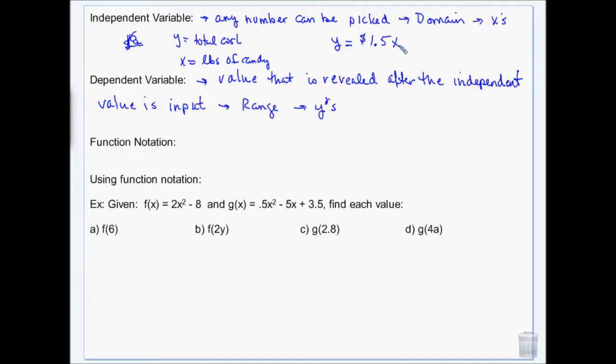$15, right? So X is independent because I can choose how many pounds of candy I buy. But Y is dependent because the total cost depends on that choice. Function notation. Function notation is only used for functions.